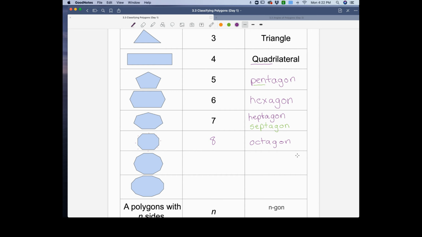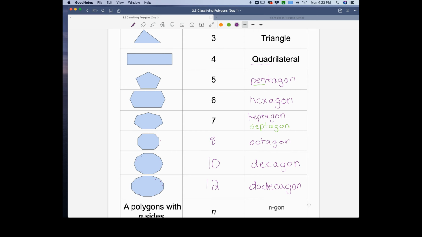Let's look at our next figure. We have 1, 2, 3, 4, 5, 6, 7, 8, 9, 10 sides. And a 10-sided figure is called a decagon. And it comes from that Latin word decem, which means 10. Our next, we can count 1, 2, 3, 4, 5, 6, 7, 8, 9, 10, 11, 12. And a 12-sided figure, the name for that is called a dodecagon. And so if you think of dos is 2, and then the deca is 10. So 2 and 10 is 12, so it's a dodecagon.